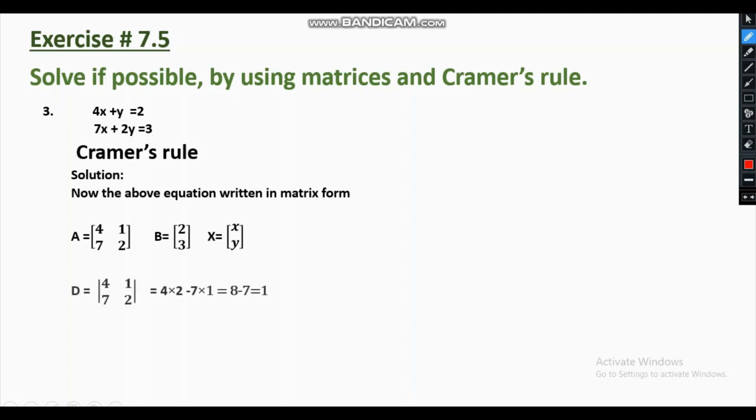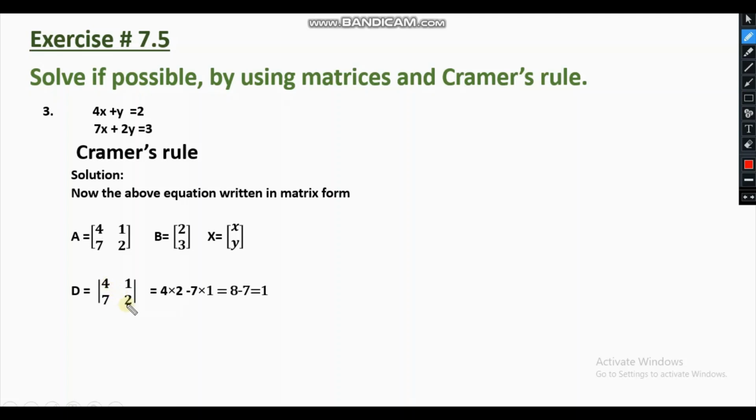Again we will write in this form. A is 4, 1, 7, 2, which are the coefficients of the variables. B is 2, 3, and X is x, y. These are the values we will find through Cramer's rule. D is the determinant, so the determinant of matrix A is represented by D. We can find the determinant by this rule.